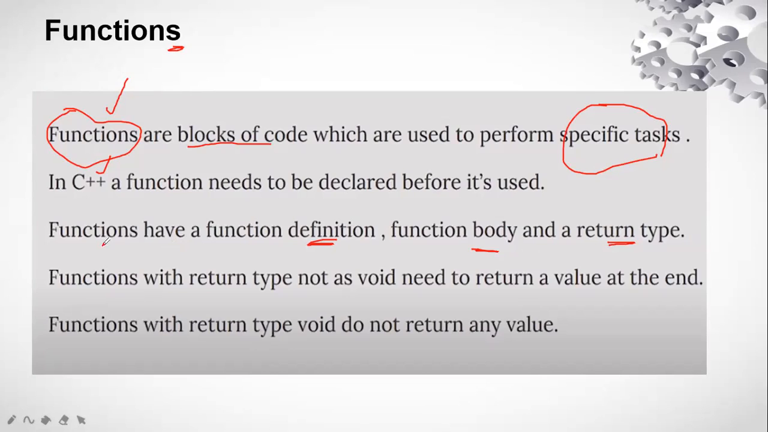We are going to talk about user defined functions now. Functions with a return type, that is, functions whose return type is not void, need to return a value at the end. That means if I'm writing any function with void, I do not need to return a value at the end of the function. But if I'm not using the return type void, then obviously I have to return a value, right? That is going to be done in the functions.